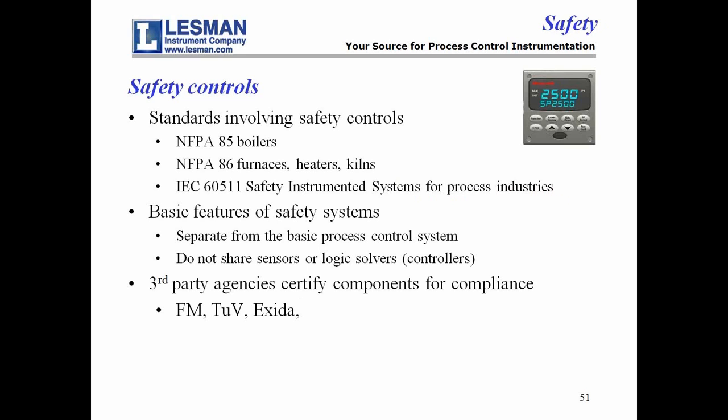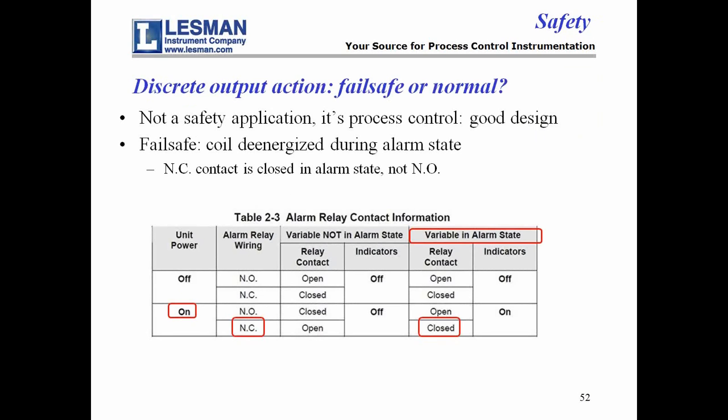Before I get into that, I mentioned this in a previous webinar, and somebody said, oh, am I dealing with a safety controller here because I have a fail-safe or normal selection for my alarm and output relays? And the answer to that is no, that's just good design. A fail-safe relay just says that the coil is de-energized during the alarm state so that when the power goes off to the device, it actually goes into the alarm state. You can pick on most devices whether you want an output to be fail-safe or not fail-safe, and the little table tells you which state is which. But this generally does not fall into the safety category. It's just good process control design.